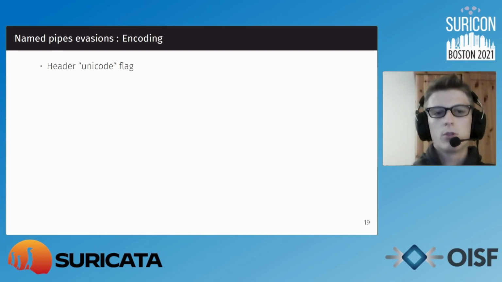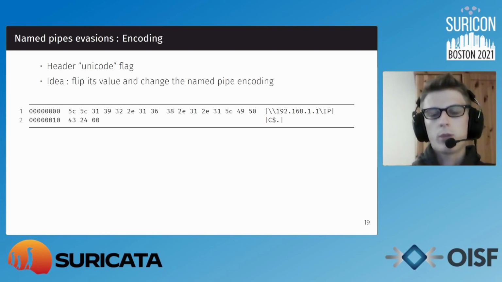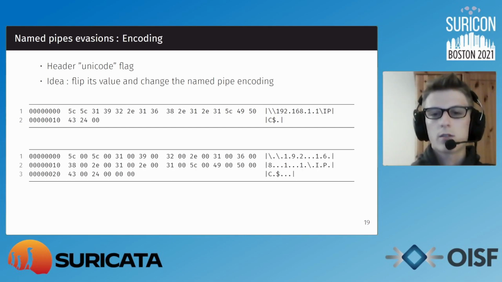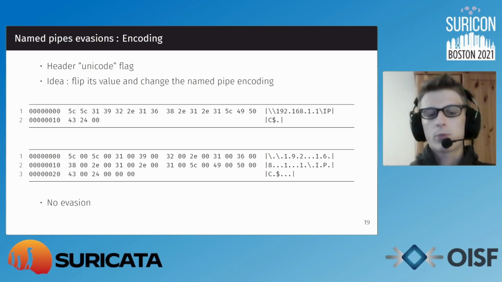In a typical TCP SMB packet, there is a header which is a Unicode flag, which tells if the string is encoded in Unicode. So the idea is to flip its value and change the named pipe encoding. For example, in this case, the string is encoded in Unicode, but in the following case, the string is encoded in UTF-16, and we wanted to know if Suricata could read the right string. So it appeared that Suricata was not evaded with this simple evasion.